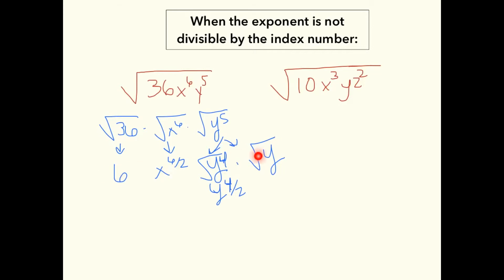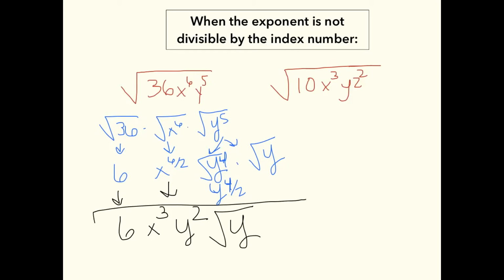So then if you simplify all these together, we still have 6. This became x to the 3. This right here that we split up becomes y squared. And then, like I said, he can't go anywhere, he can't leave. So he just stays as the square root of y.